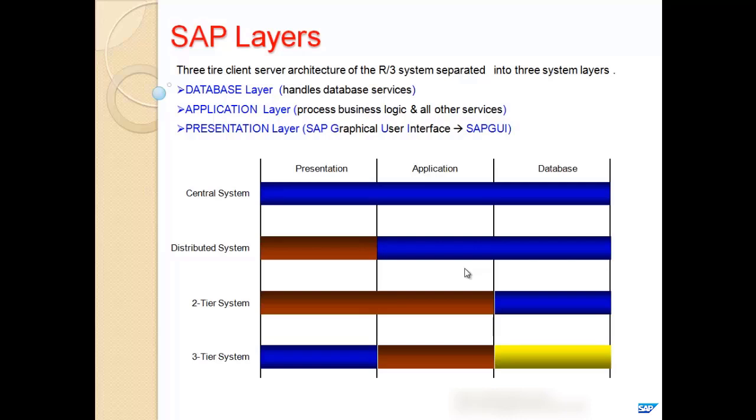Now, if presentation and application are on one system and database is on another system, then we call it a two-tier system. This also nobody is using. Lastly, three-tier systems. If presentation is on one system, application on another system and database on another system, then we call it a three-tier system, which each and every company is using.